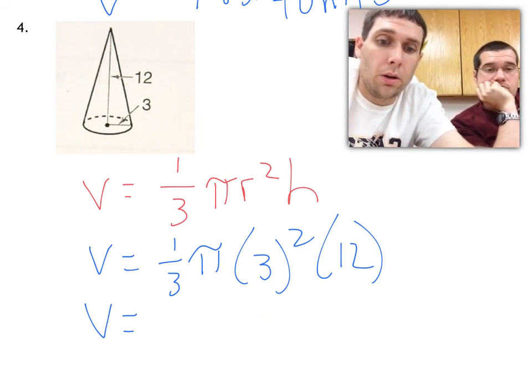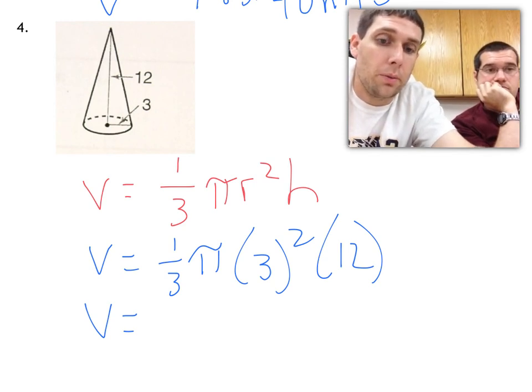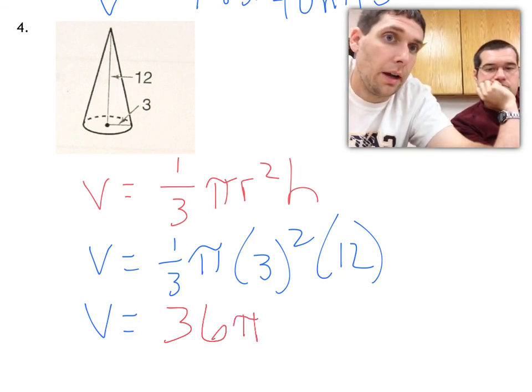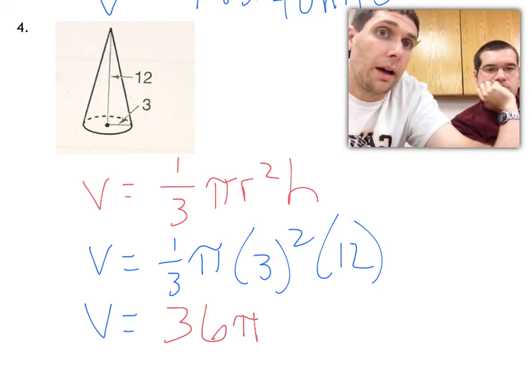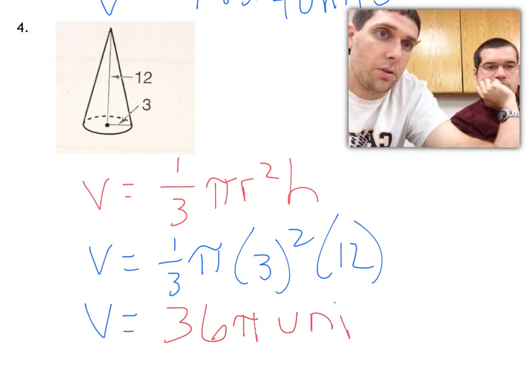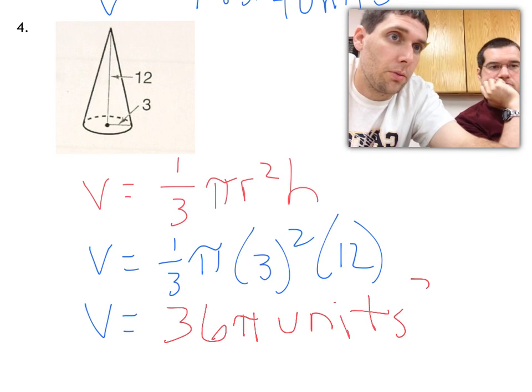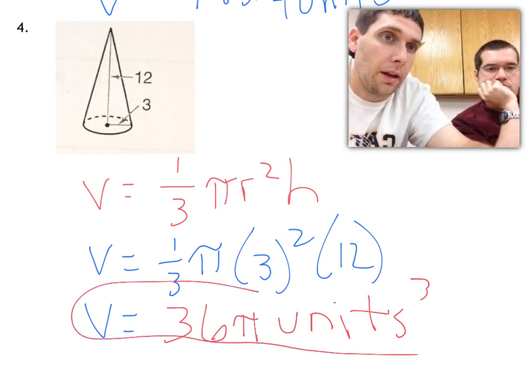So if I do 1/3 times 3 squared times 12, I should get 36. And then the pi stays there. That means in terms of pi. So the answer here is 36 pi, and seeing how there are no units, there's no centimeters, inches, meters, whatever, we're going to label it units cubed, like so. So 36 pi units cubed.